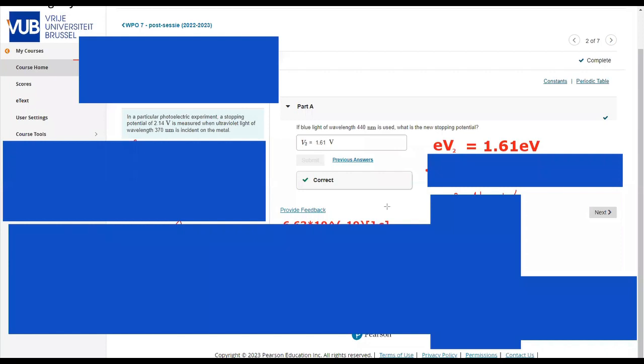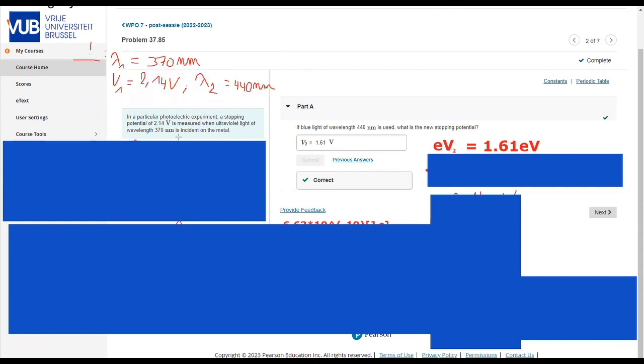Okay, this one is the second exercise. So let's get it. The first step, what you have to do is to collect some given information that you can see in this text and in this question.